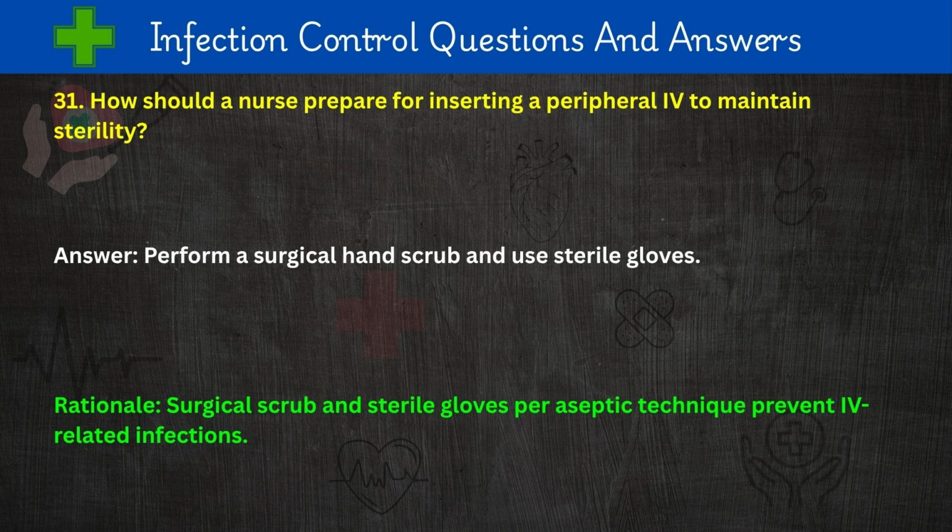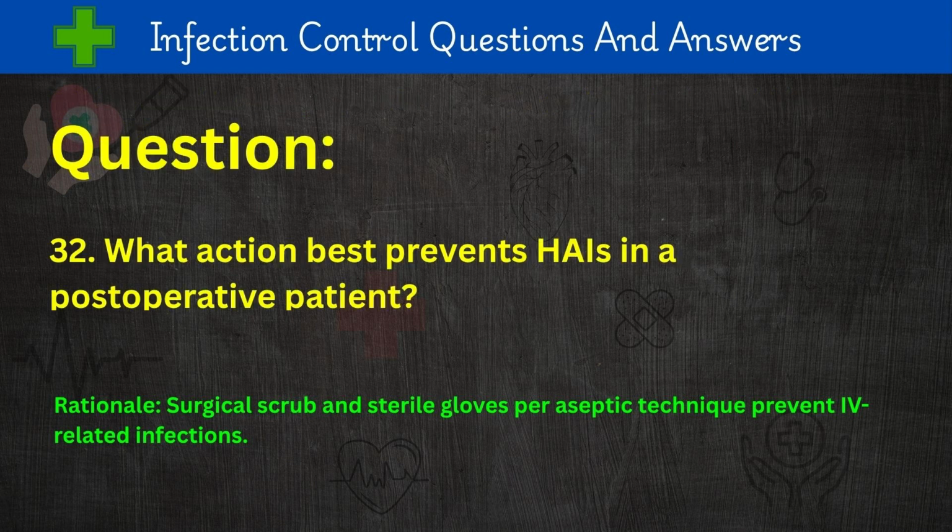31. How should a nurse prepare for inserting a peripheral IV to maintain sterility? Answer: perform a surgical hand scrub and use sterile gloves. Rationale: surgical scrub and sterile gloves per aseptic technique prevent IV-related infections.